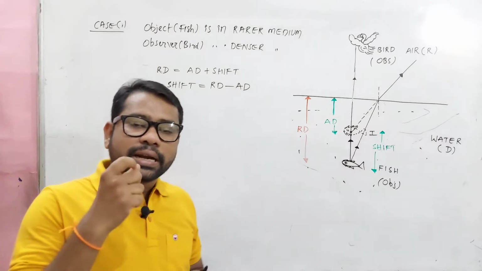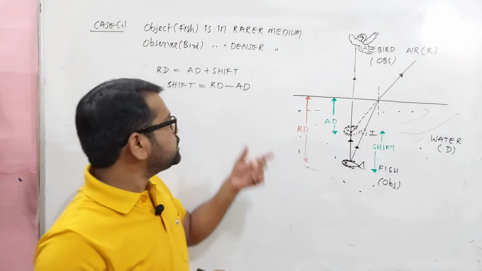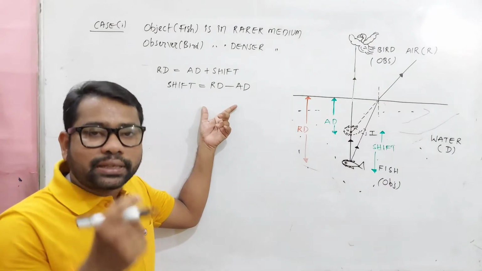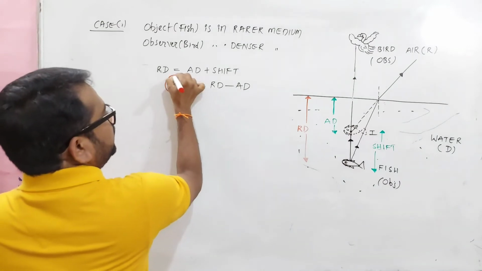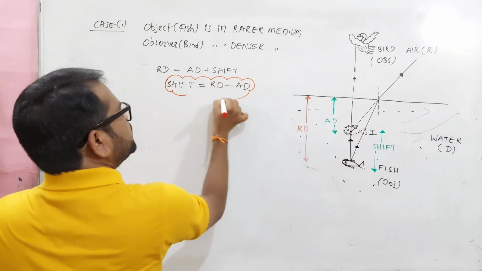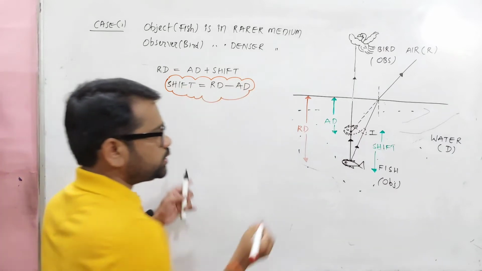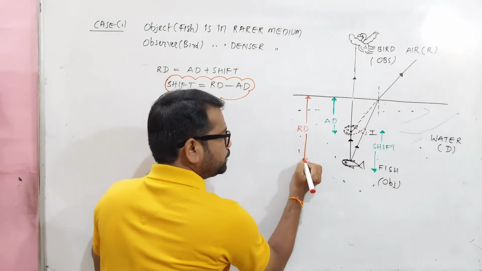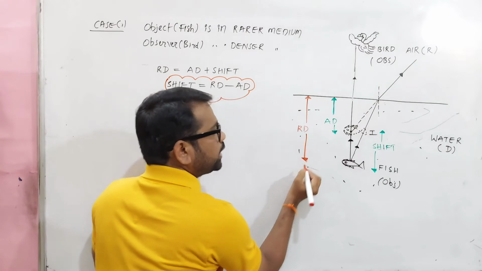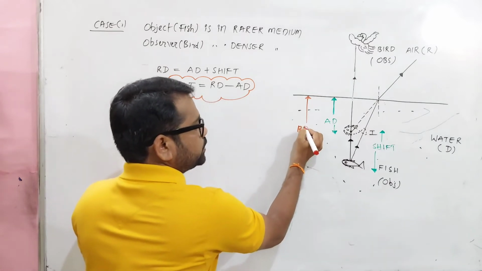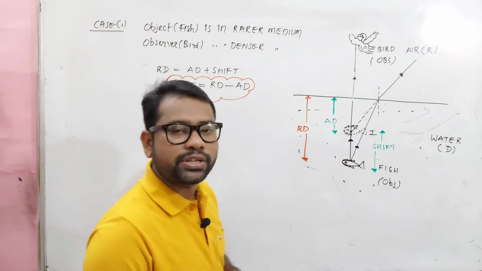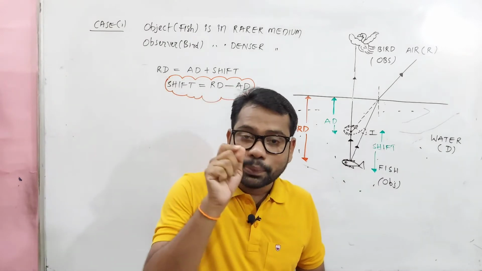Whenever real depth and apparent depth are given, this is the formula we use to calculate the shift. Shift is equal to real depth minus apparent depth. Children, it's very important. So whenever real depth and apparent depth are given, how do we calculate the shift? Shift is equal to, dear children, real depth minus apparent depth.